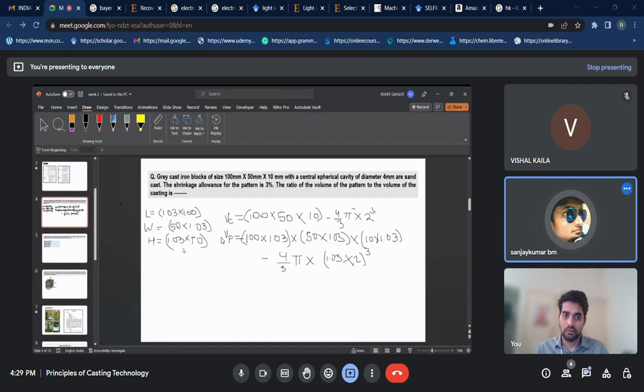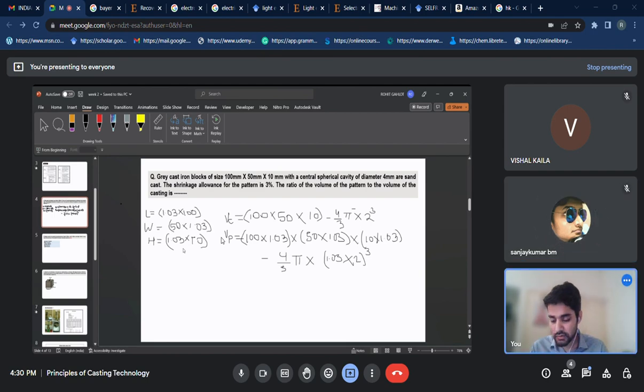Yes, I am able to imagine the cube, whatever you said. The volume of the pattern, we have written it as 100 into 1.03, into 50 times 1.03, into 10 times 1.03, minus 4 by 3 pi r cube. So firstly, you understood how the volume of the casting was taken, minus 4 by 3 pi r cube. You got it.